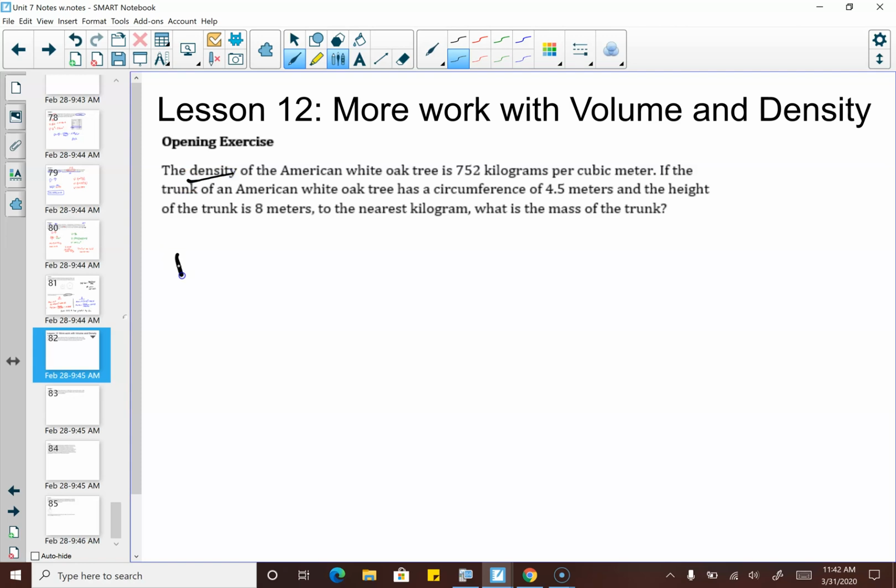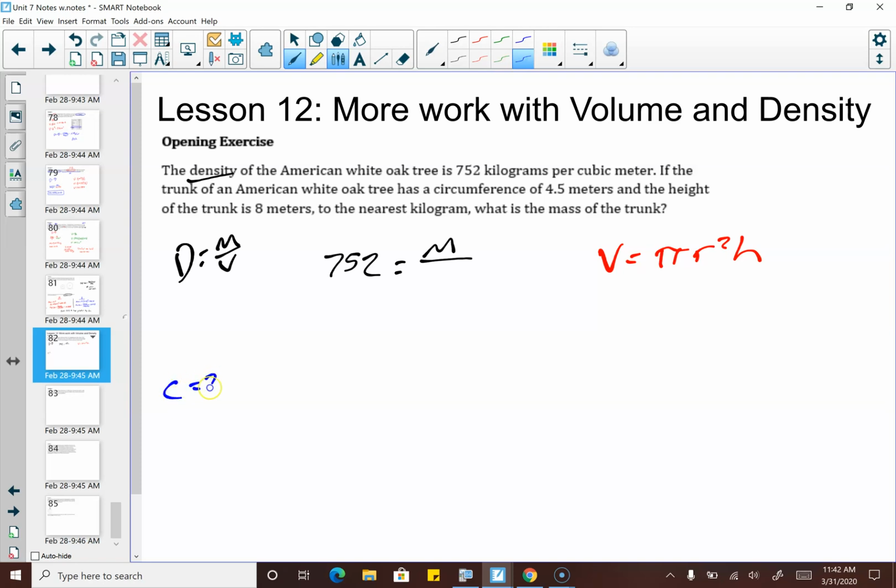Well, I see the word density, so D equals M over V. Now, they told me that the density was 752. We're going to look for the mass, which means we have to find our volume. So the trees are cylinders, so pi r squared h. Now here's the key. The American white oak tree has a circumference of 4.5.